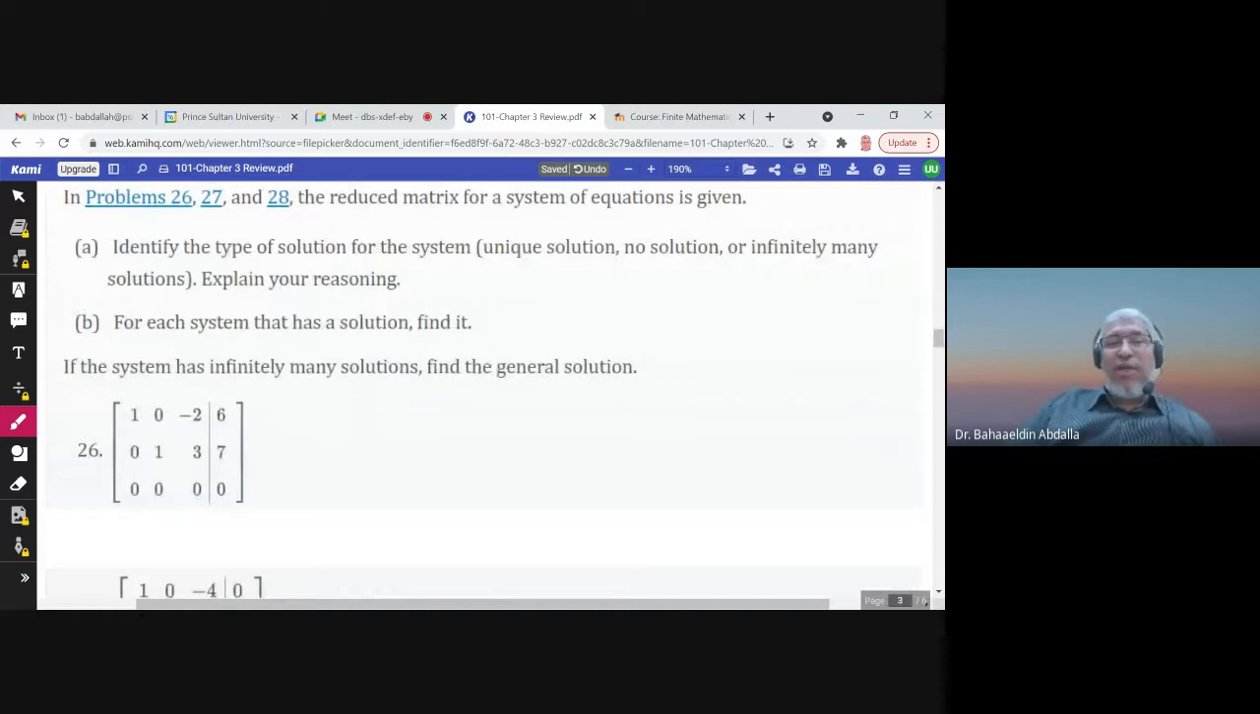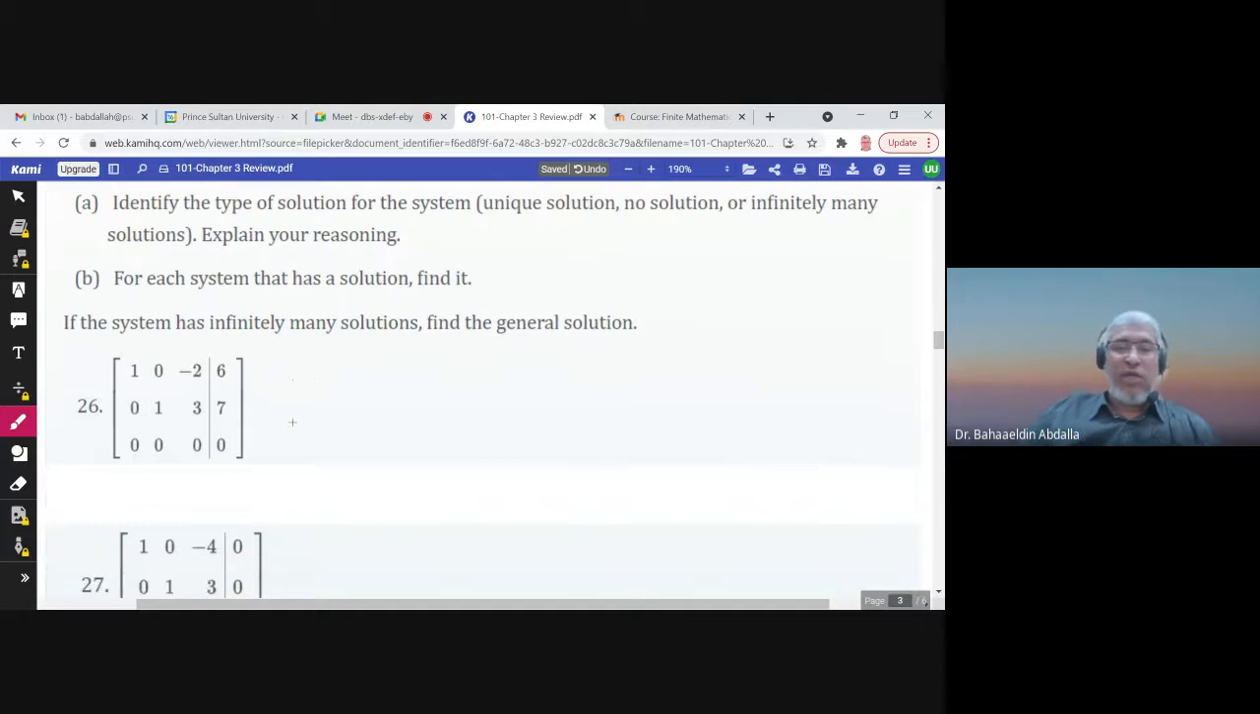The reduced matrix for a system of equations is given. Identify the type of solution for the system: unique, no solution, or infinitely many solutions. Explain your reasoning. Well, here I have infinitely many solutions. And the reason is because I have 0 equals 0, and this is always true.